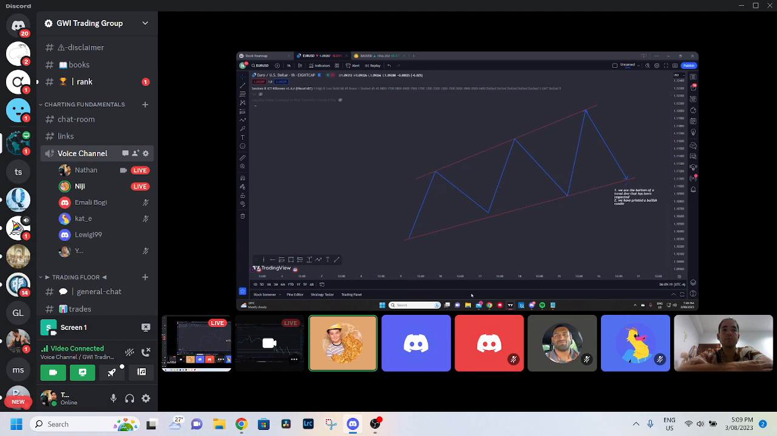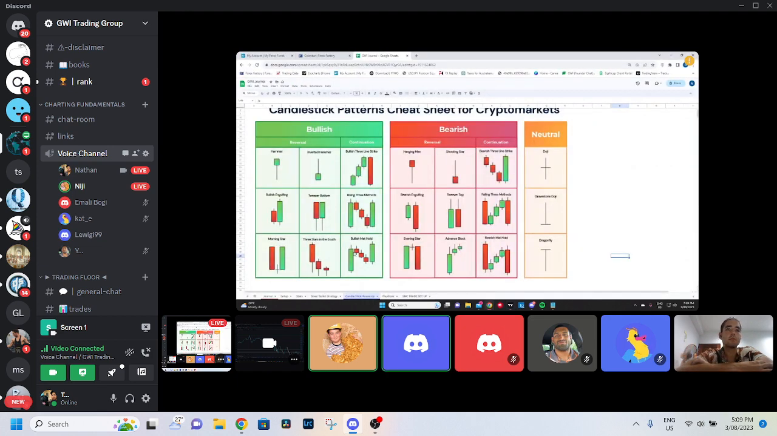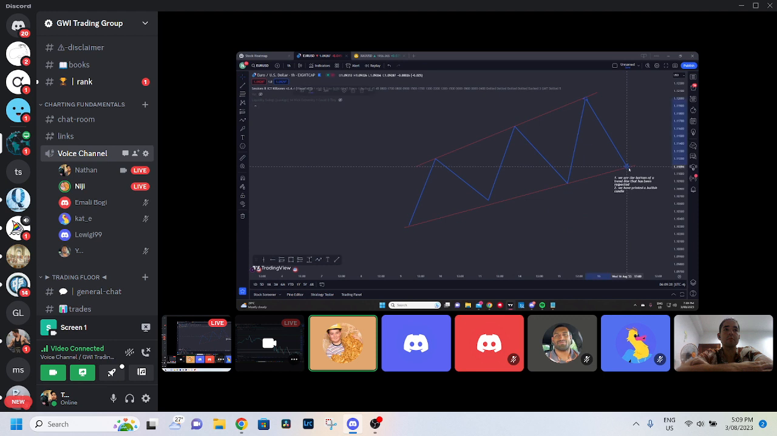Because let's say that we got to this point, right? And instead of seeing one of these things print, we saw a big bearish candle print. What does that tell us? It tells us that this might break the trend. So we're not going to take a buy off that. We're going to see how it reacts.